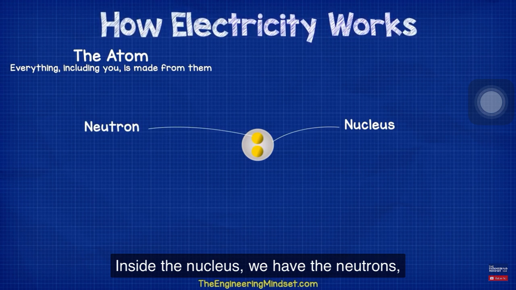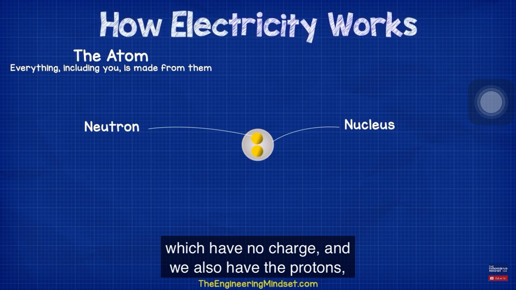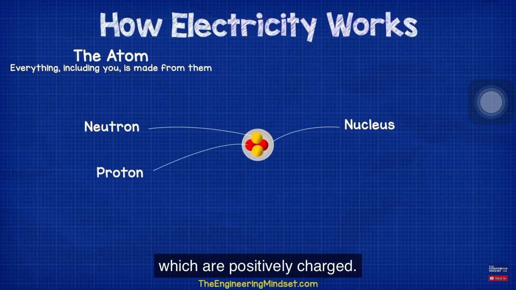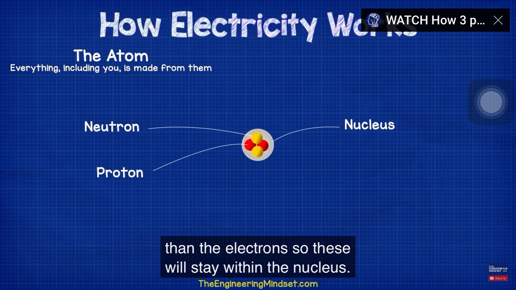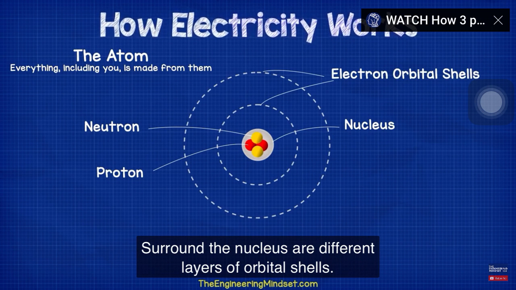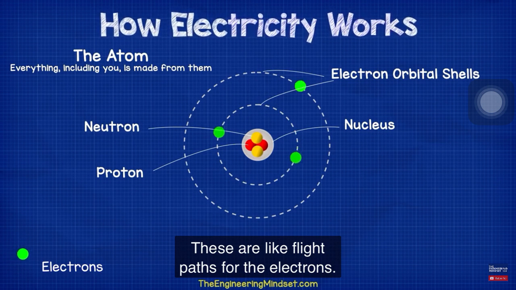Inside the nucleus we have the neutrons, which have no charge, and we also have the protons, which are positively charged. The neutrons and the protons are much heavier than the electrons, so these will stay within the nucleus. Surrounding the nucleus are different layers of orbital shells. These are like flight paths for the electrons.